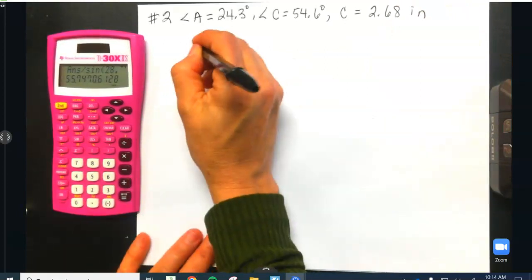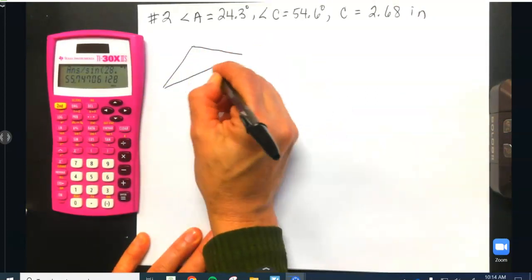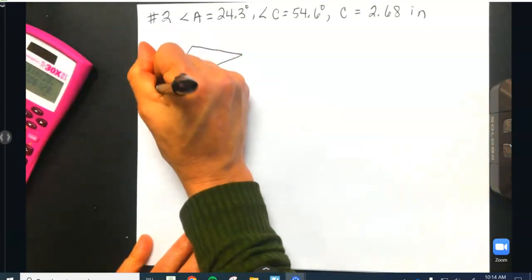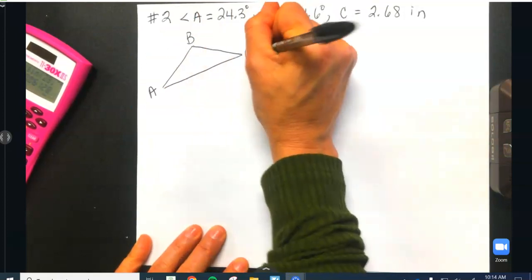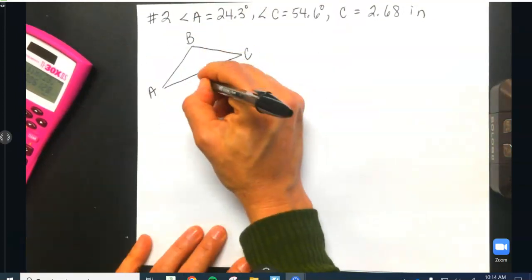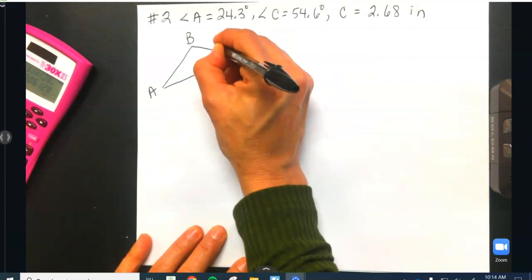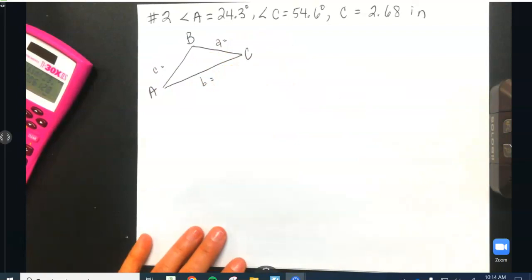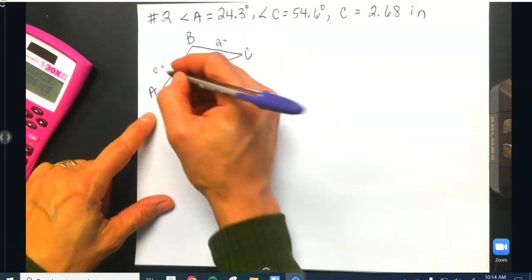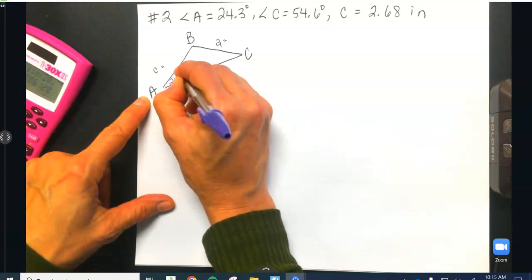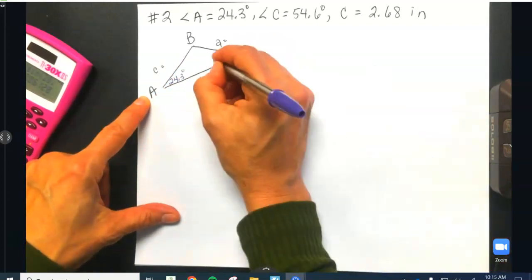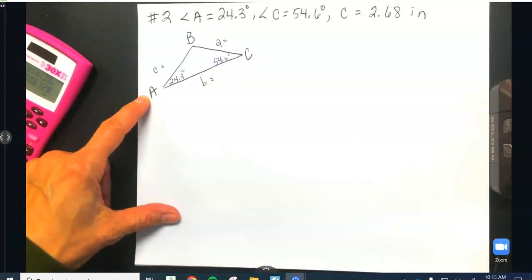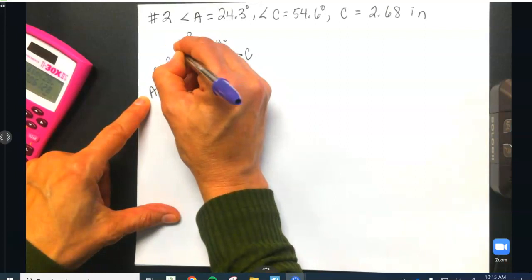Okay, let's draw a diagram. Again, it's a sketch, not drawn to scale, but it'll get us through. I'm just going to randomly address these angles, give them names. Go ahead and put my little legs out here. And now we're rolling. Let's see what we're given. So we're given angle A, so I'm going to write 24.3 degrees. We're given angle C of 54.6 degrees. And we're given C's leg of 2.68.